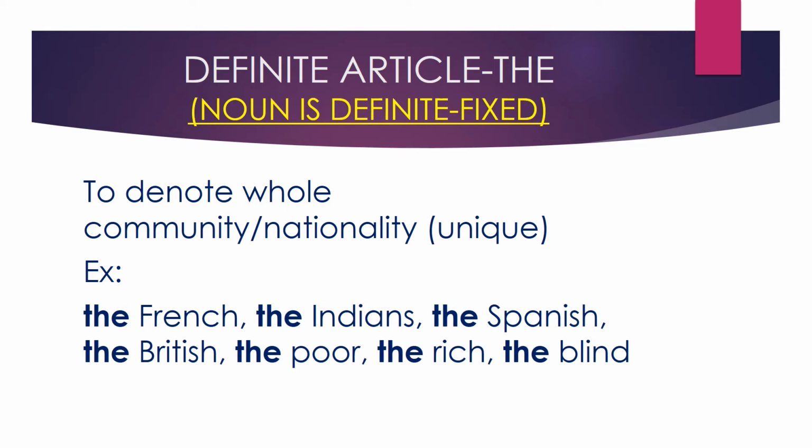I'll create a sentence for your better understanding here. The poor should be helped by the rich. Here I mean that all the poor people should be helped by the rich. Or you can say the blind are allowed to take a helper for writing their exams. The blind means all the blind people, the entire community. I hope you understood the use of the to denote the whole community.